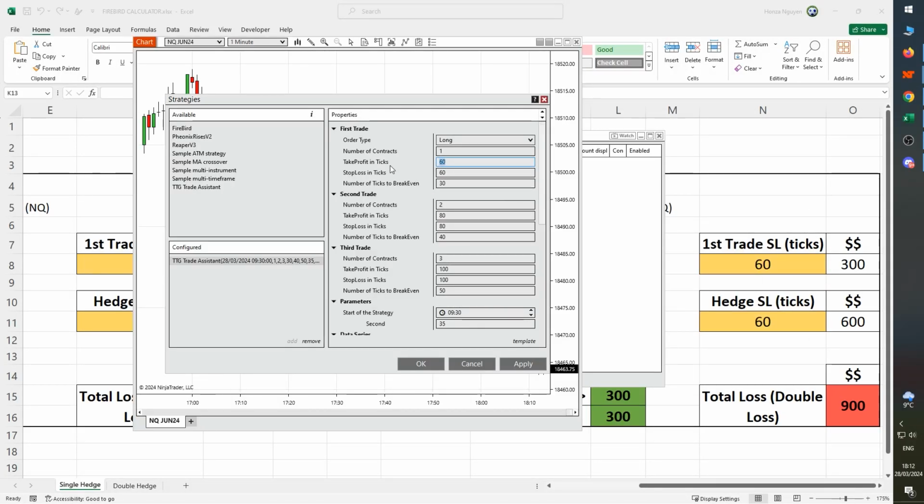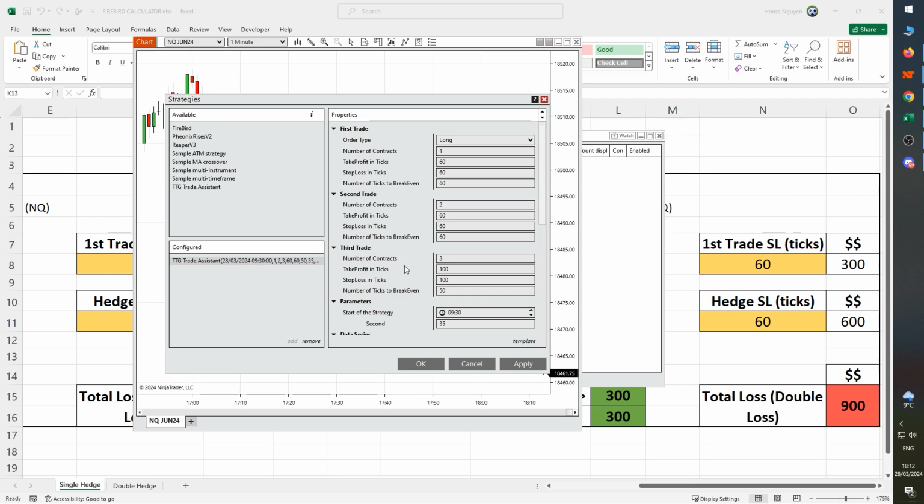So yeah, this is the first trade. It's 60 take profit, 60 stop loss. What I do at the break even is I put it the same as the take profit, because I don't want it to break even. So I do that. 1 contract, 2 contracts for this, for the hedge. Take profit in ticks, also 60, 60. And number of ticks in break even, I put it the same as the take profit. So that's 60.